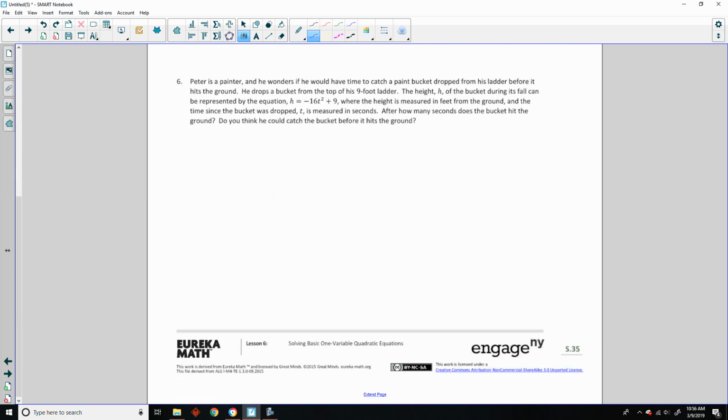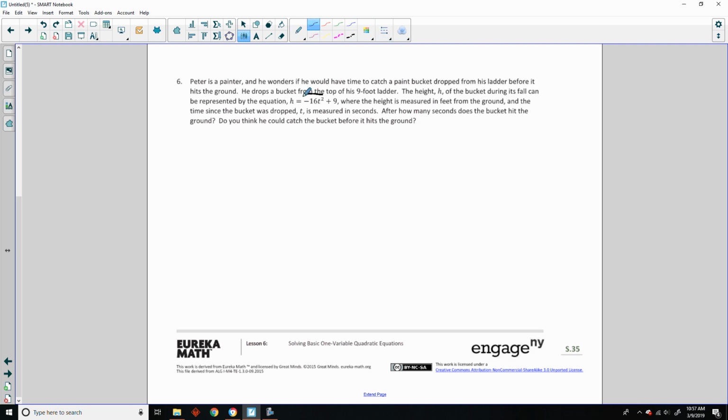Number 6, Peter is a painter, and he wonders if he would have time to catch a paint bucket dropped from his ladder before it hits the ground. He drops a bucket from the top of his 9-foot ladder. The height h of the bucket during its fall can be represented by the equation h equals negative 16t squared plus 9, where the height is measured in feet from the ground.